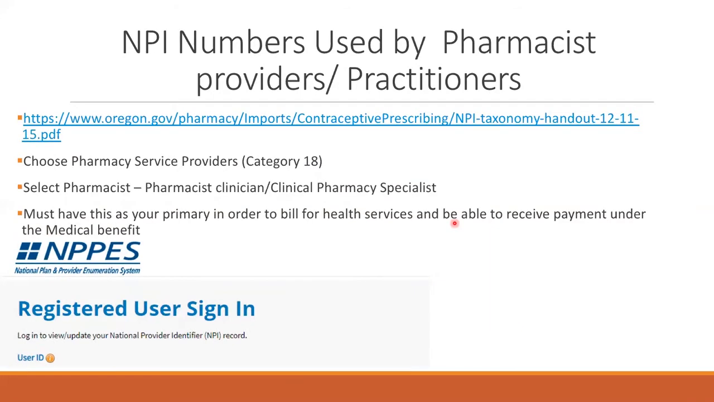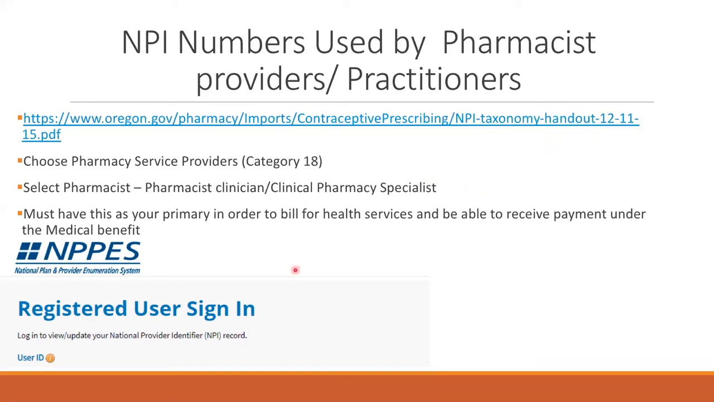Depending upon your state, you may have specific guidance from the state, and specifically the state Medicaid agency, how they want you to register as a pharmacist with your NPI. But number one, you as pharmacists are going to register as category 18 providers, and that's a pharmacy service provider. And then you want to select pharmacist. If there is no guidance in your specific state, the recommendation I will provide to you is to register as a pharmacist clinician or clinical pharmacy specialist.